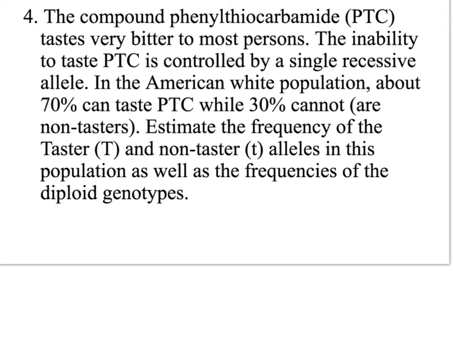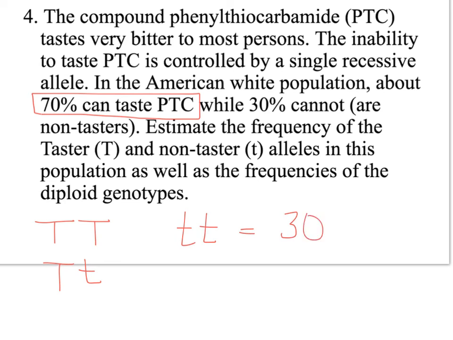Here's another problem presenting us with percentages. So 70% can taste PTC, and remember, being able to taste is the dominant phenotype. Okay, so there are two genotypes that correspond to that. And let's use T for tasting. So homozygous dominant and the heterozygote can both taste. So remember, this accounts for 70% of our population. The other 30% cannot taste, which means they have the genotype of little t, so they are non-tasters. So if 30% are little t, we now know our q squared. I'm going to turn this into a decimal. So 0.3 is our frequency.